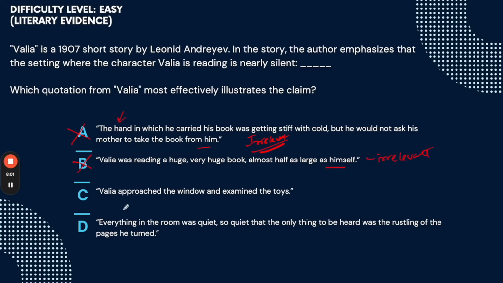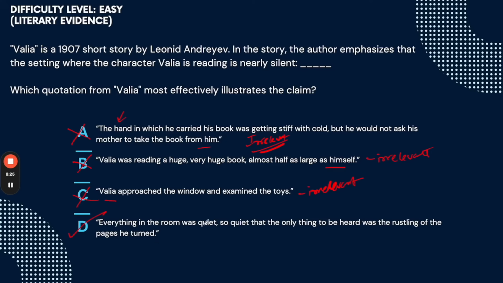Let's read C. We approached the window and examined the toys. So this is about we approaching a window and examining the toys, correct? Nowhere is it talking about the setting where V was reading, right? Because it doesn't even talk about the setting, it's again irrelevant, right? And you are left with D. That has to be your correct option.